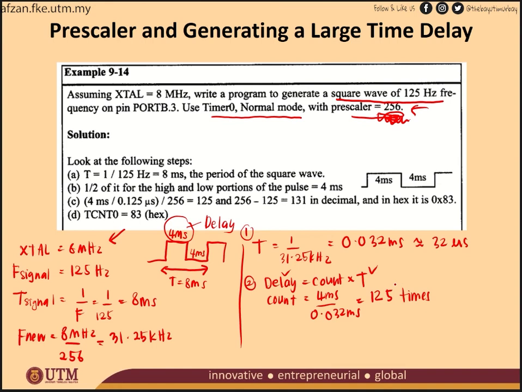125 times. Okay, next what you're going to do is use the third equation, TCNT equals 255 minus count 125 plus 1, so you get 131, or hexadecimal 83. So this is the value that you want to put to your TCNT. Alright, so based on this, you're going to write your program.